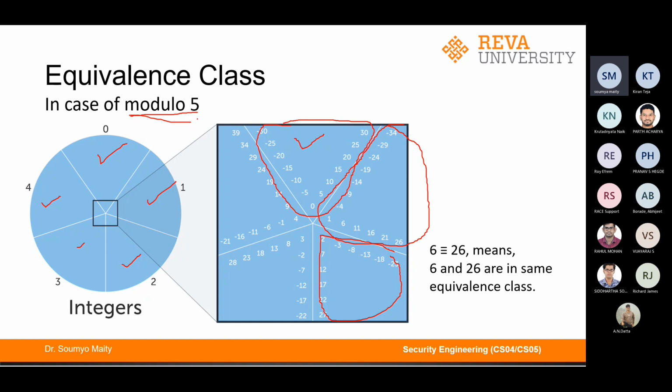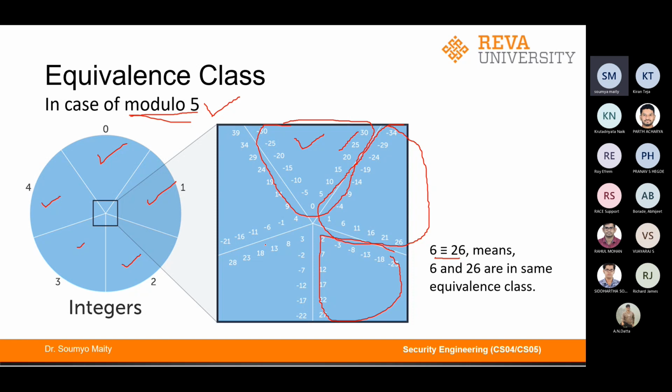Just imagine a situation where we do not have any other function in the world, just modulo 5. That is the only function we have. So all these numbers falling in this bucket will have the same meaning in terms of modulo 5. That's why we are calling it equivalent. That's why 6 is congruent to 26, or they are equivalent, when we are applying the function modulo 5. That's why we are writing 6 congruent to 26 with modulo 5. That means they are falling in the same bucket.